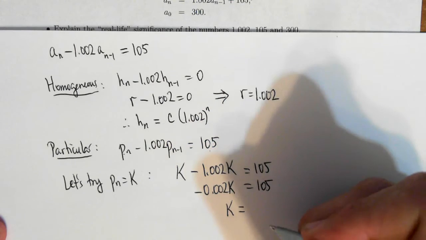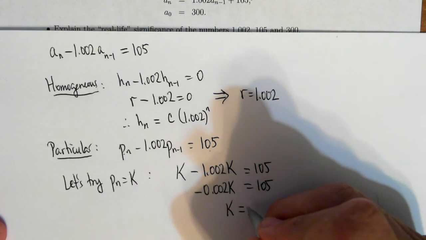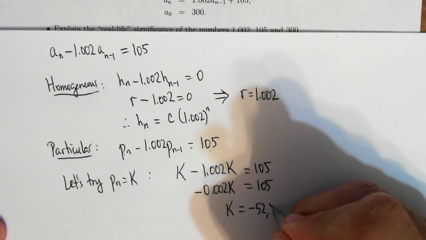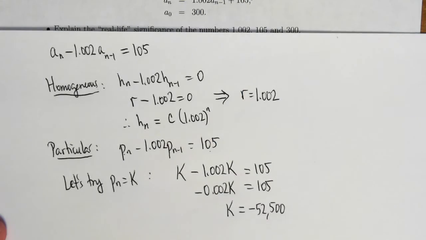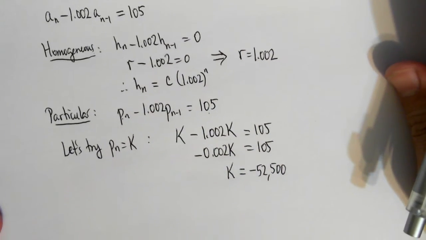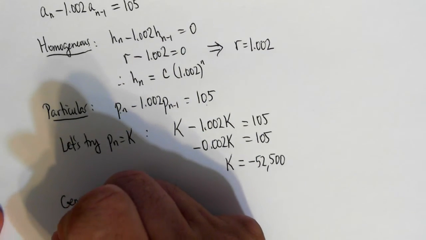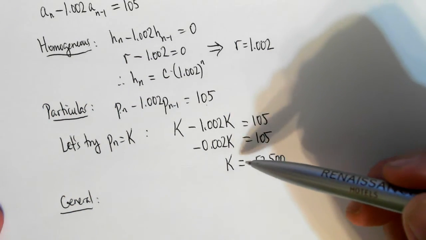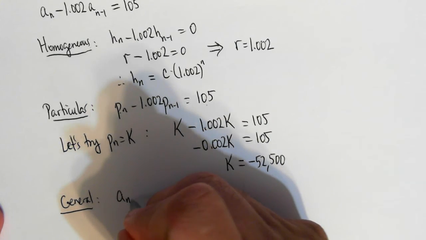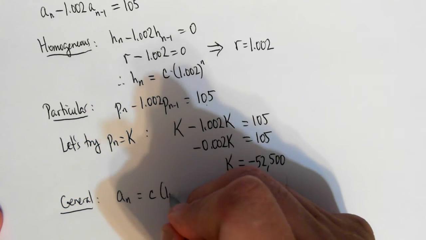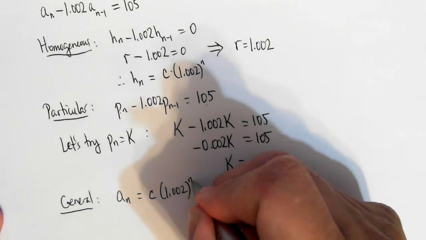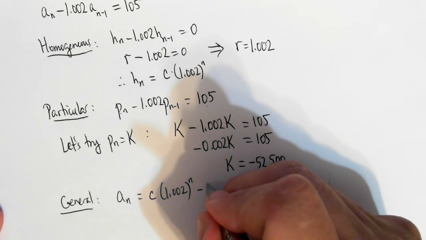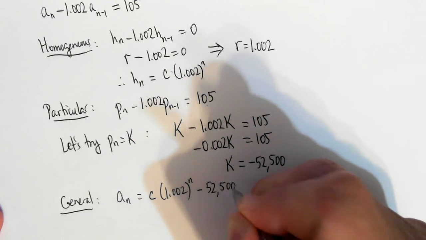And solving for k, we find that k is equal to negative 52,500. So the next step is we find the general solution by adding these two together. And so our a sub n is going to be equal to c times 1.002 to the n minus 52,500.